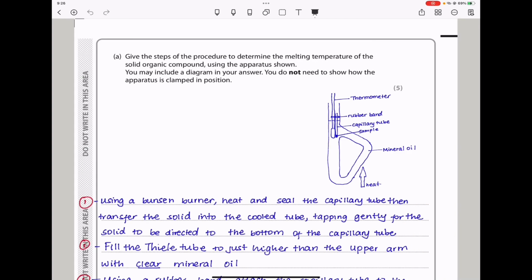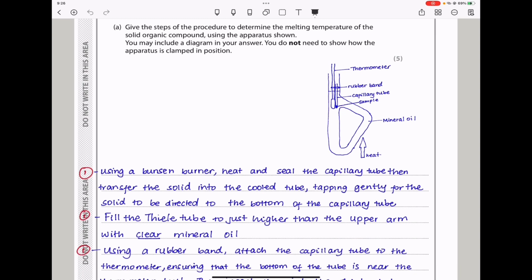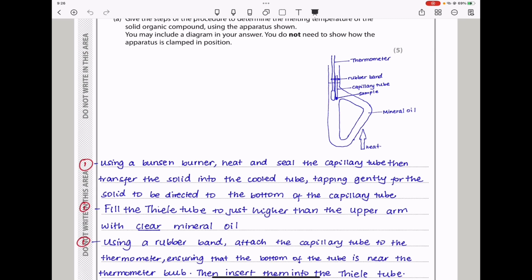So here they say, outline the steps of the procedure to determine the melting temperature of the solid organic compound using the apparatus shown. You may include a diagram in your answer. You do not need to show how the apparatus is clamped in position. Yeah, we didn't need to show this, but I showed it anyway so that it's easier because this is a teachable moment. So I said, using a Bunsen burner, you heat and seal the capillary tube, and then you transfer the solid into the cold tube.